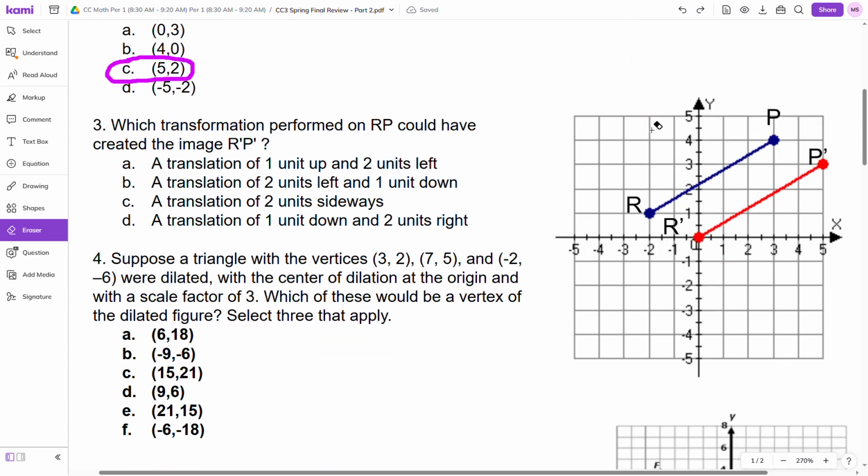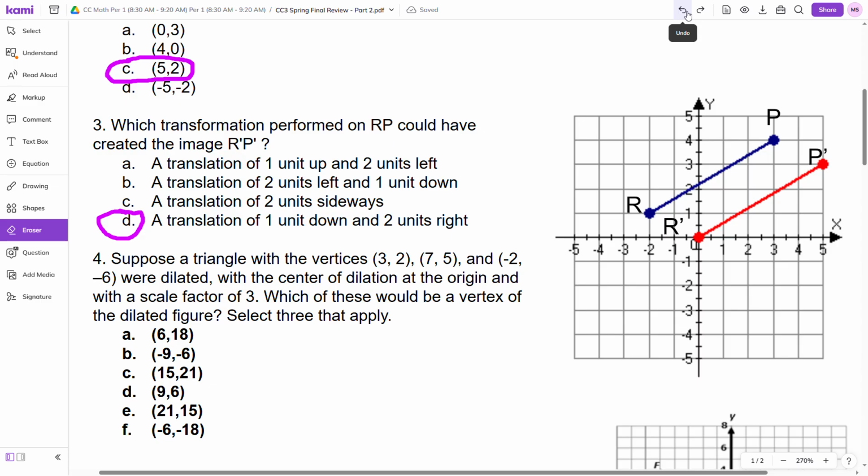Number 3. Which transformation performed on RP, which is the blue one, could have created the image R prime P prime? And just look at R and R prime. It just goes 2 to the right and 1 down, or 1 down and 2 to the right. And that's pretty easy because the only one there is D.